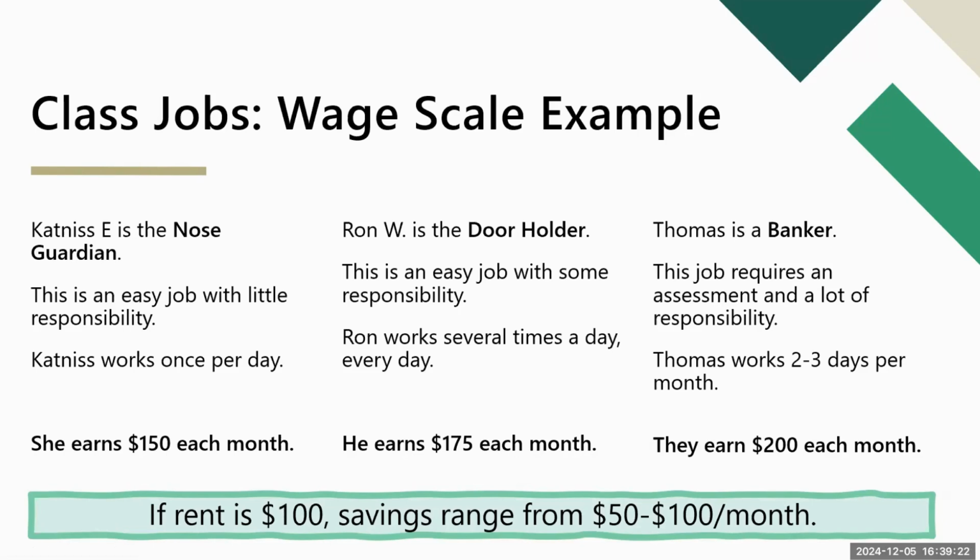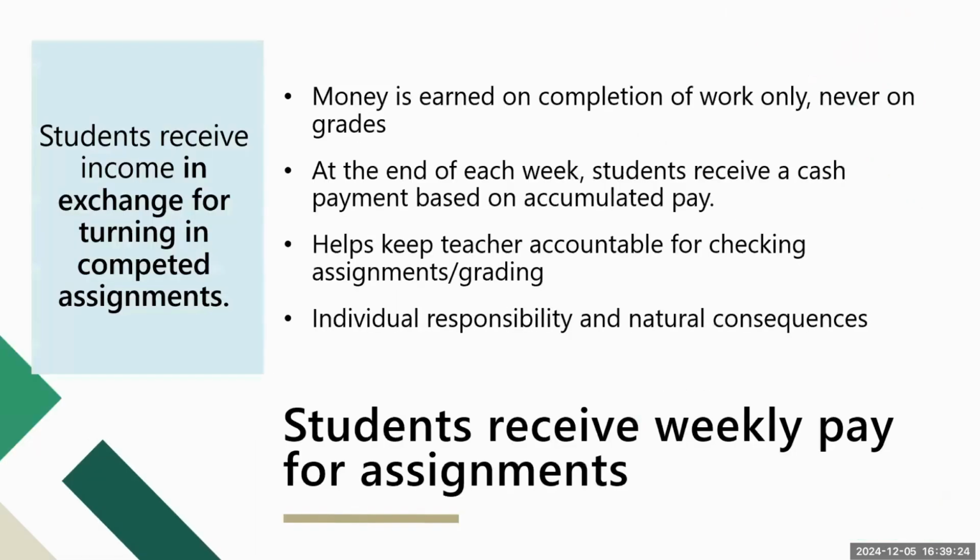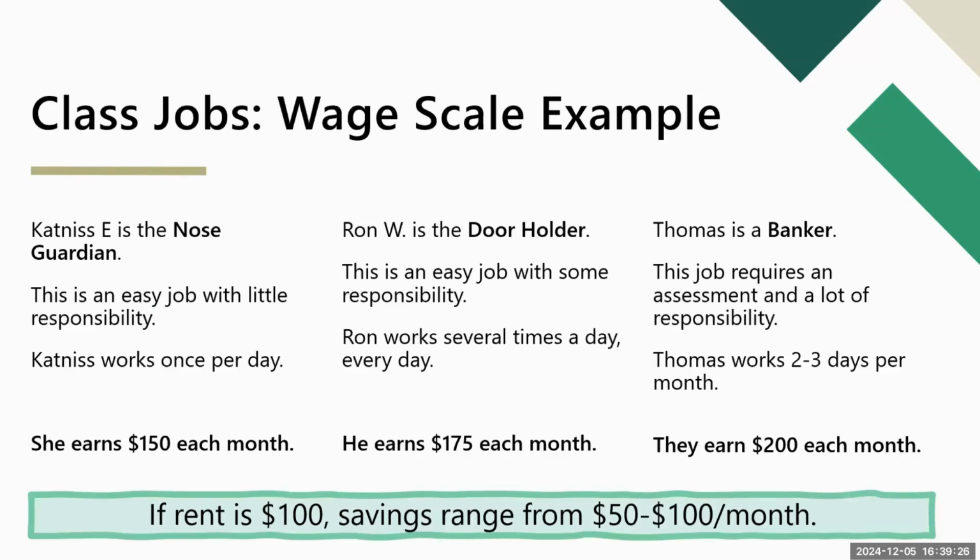All right, so now Tim is going to tell us a little bit about, sorry, wrapping up there. So, the wage scale example. As you can see at the bottom there, savings are going to range now. So you have kids that are going to be able to save up to $100 a month. And when we get to talking about the spending opportunities, that can make an impact. So just something to be aware of.